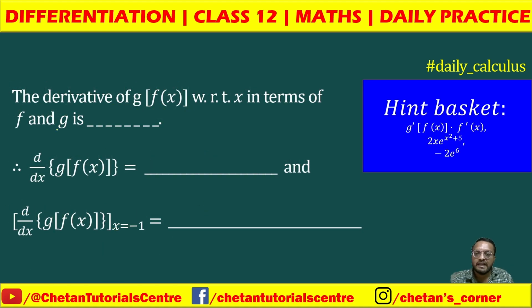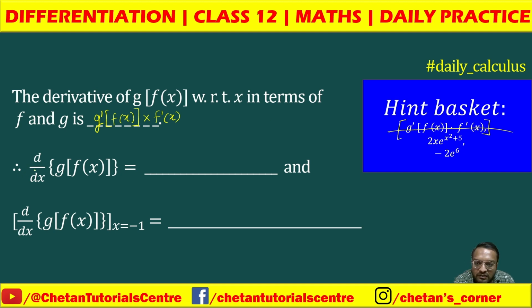Now the derivative of g of fx with respect to x in terms of f and g will be, now this composite function g of fx, we have to write its derivative in terms of f and g with respect to x. So derivative of g of fx will be g dash of f of x, and we will multiply this with the derivative of f of x. So derivative of f of x will be f dash of x. So this is the required answer for this question. So can you see this in the hint basket? Yes. So this is the answer, and we will scratch it out from the hint basket.